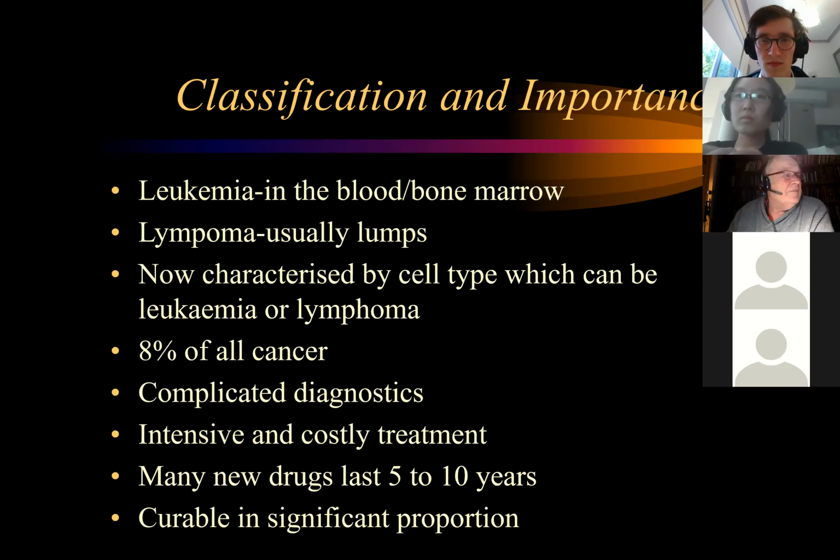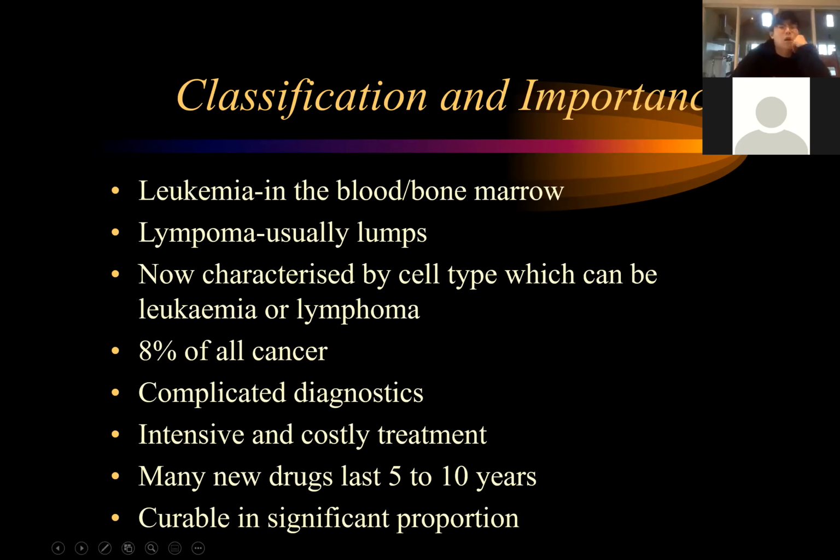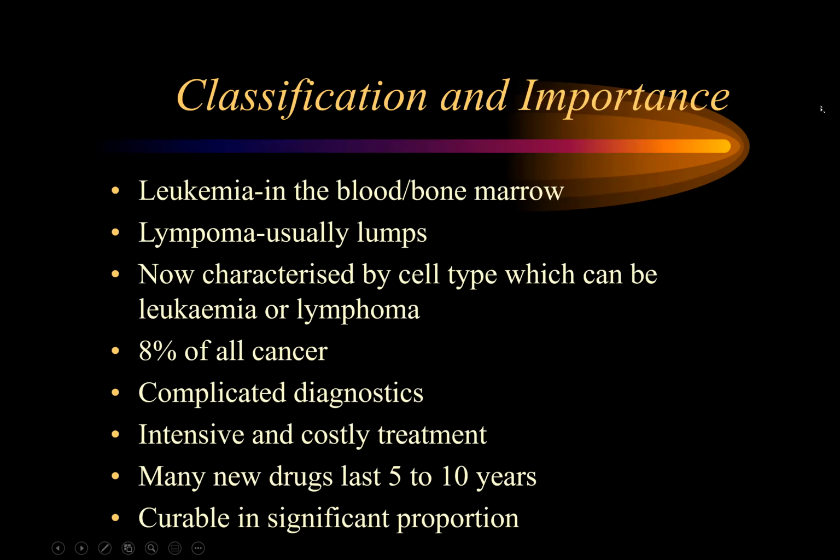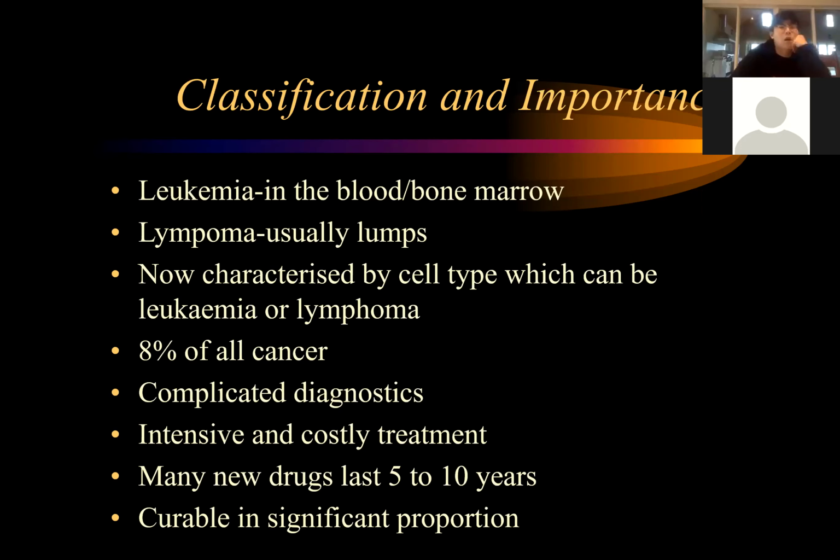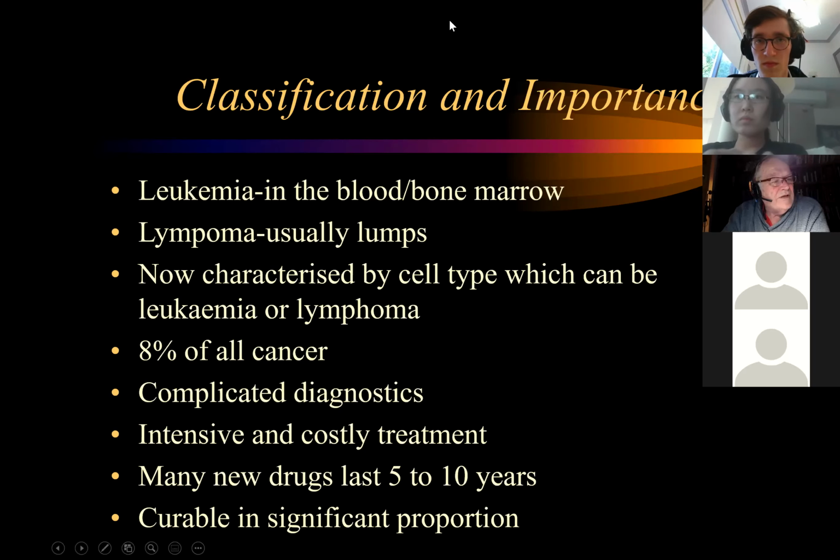The classification and importance: sometimes people get exercised about what you call leukemia and what you call lymphoma. When I was much younger, that used to be something that worried people, but now the whole focus is really on the cell type, and we don't really make much distinction whether it's in the blood, leukemia, or in the lymph nodes, lymphoma. It's the cell type that matters because that's what determines the treatment. It makes up 8% of all cancers. The diagnosis is much more complicated than, say, traditional cancer diagnosis. Treatment is intensive and very costly.